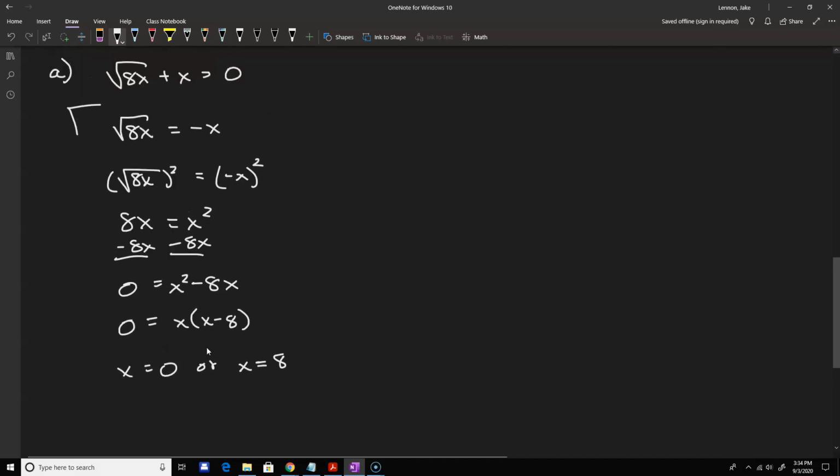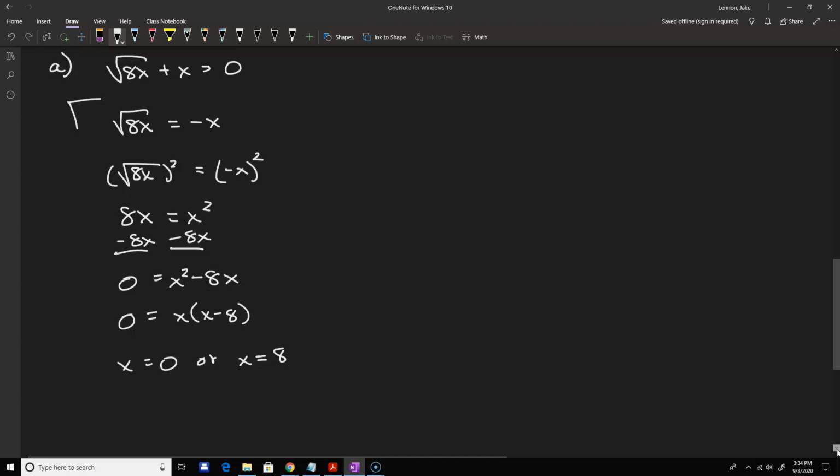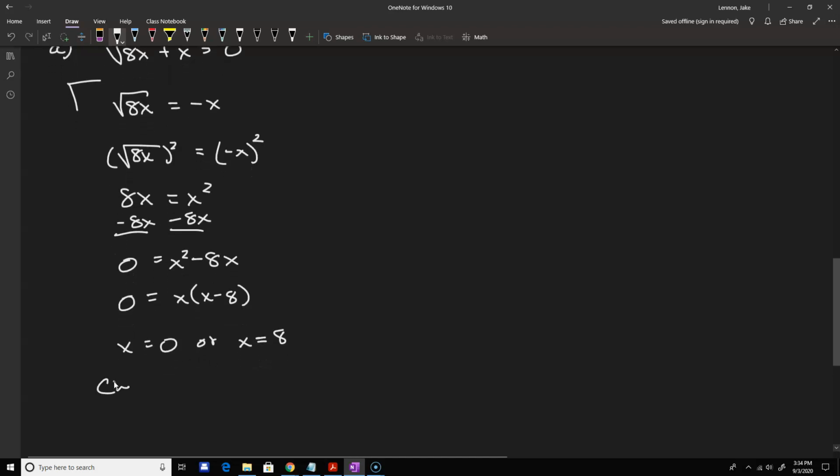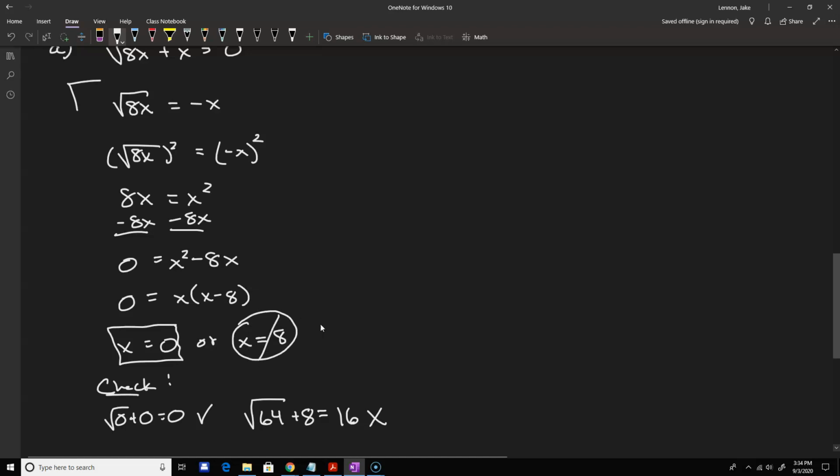So if we check those in our original equation, if you plug 0 in, the square root of 0 plus 0 does equal 0. So let's check the second solution to show that in fact that does not work. So the square root of 0 plus 0 equals 0, so 0 checks out. But if you do the square root of 8 times 8, which is 64, plus 8, this equals 16. So that does not check out, which means x equals 0 is your only solution. x equals 8 is known as an extraneous solution. So we only have one.